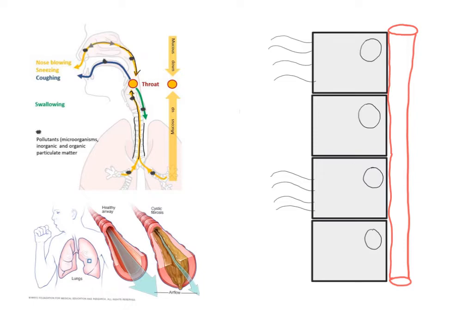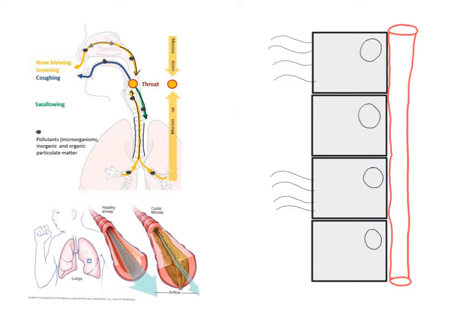And once it gets to your throat, it either will be coughed out, sneezed out, or will be swallowed, and anything that was contained in that mucus will be destroyed in the stomach. And so it's really this elegant system of defending and destroying against pollutants and viruses and bacteria.